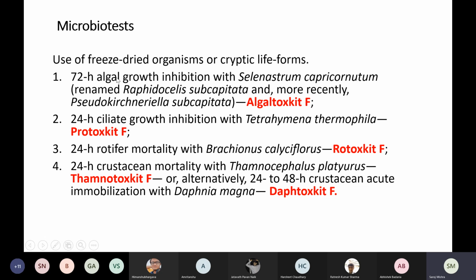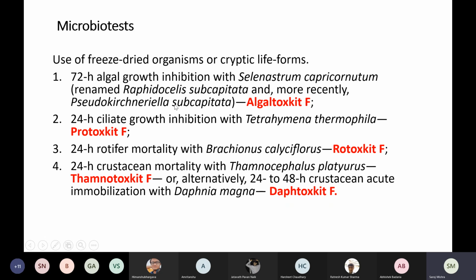So the tests which are performed are, first of all, a 72-hour algal growth inhibition with defined algae, which are written here. This is called an algal tox kit F. In this test kit, what is supplied are the freeze-dried algae. You will just take them out of the vial, thaw them, put them in a test tube, and add your contaminant which you want to check the toxicity for, and incubate it for 72 hours. These are all microscopic algae.